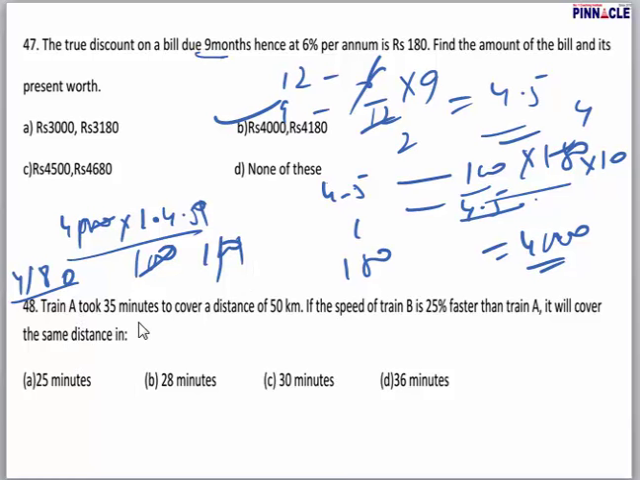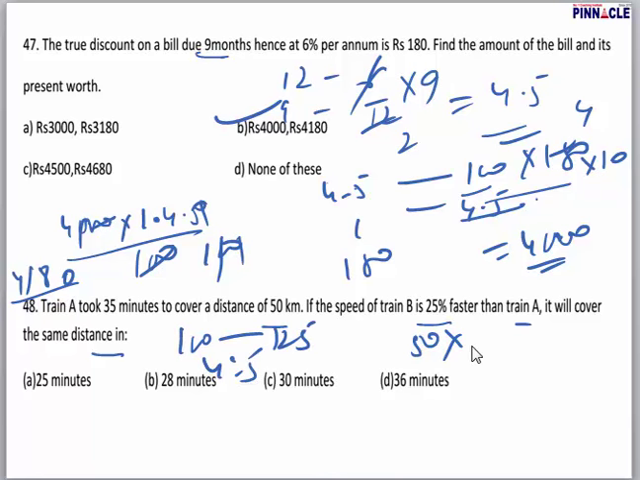Train A took 35 minutes to cover a distance of 50 km. If the speed of train B is 25% faster than train A, it will cover the same distance in, obviously, less time. Now the ratio of speed of A and B: B is 25% faster. It means it will take 25% less time. What does it mean? If one is taking 100 minutes, the other is taking less time, 25%. If this is 100, then the other is 4 or 5 ratio.